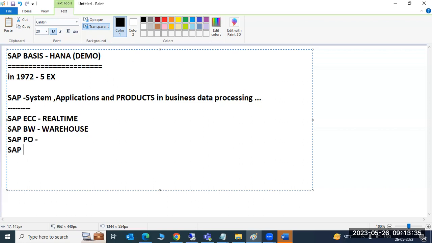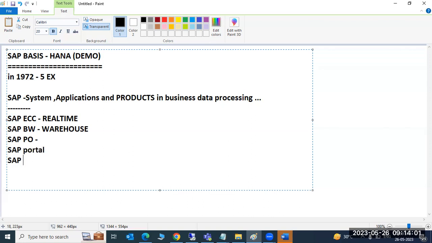If you have a real-time business, where you want to book an order, do payments, do a transaction, book a ticket, book a flight ticket, or order something, you definitely need ECC in your organization. If you have a warehouse business, Business Warehouse is required. For integrations there is SAP Portal, which is used in the ATM front-end.